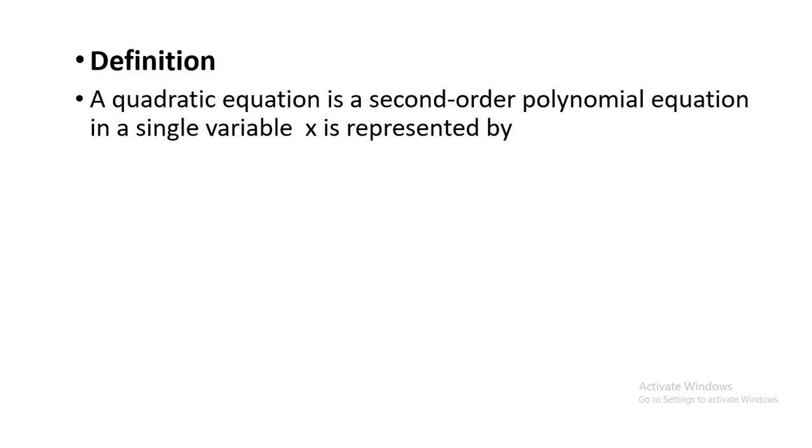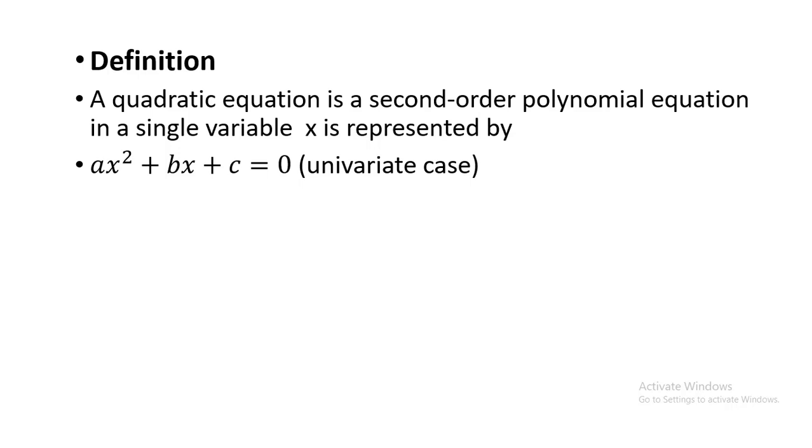Now what is actually a quadratic equation? According to the definition, a quadratic equation is a second order polynomial equation in a single variable x and is represented by this. Out here I have written a univariate case. It's a second order equation, right? The degree of this equation is 2.